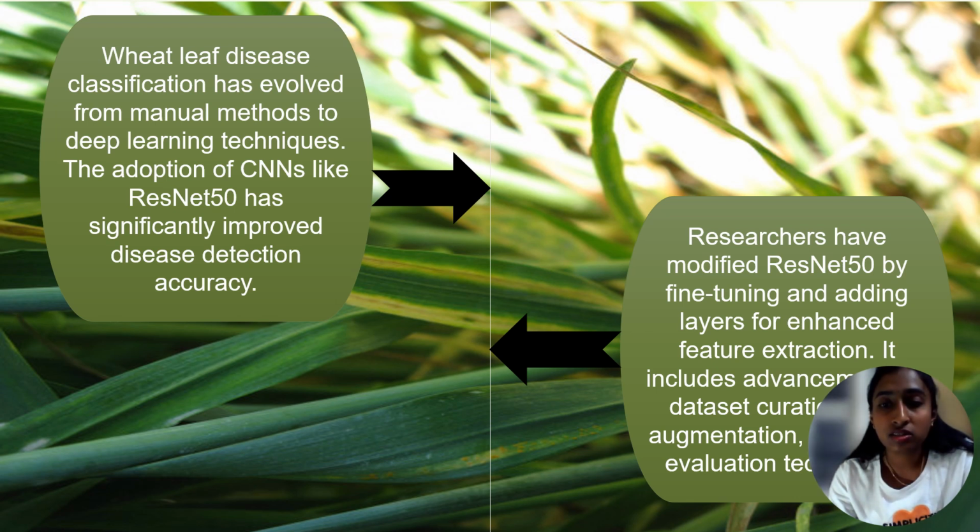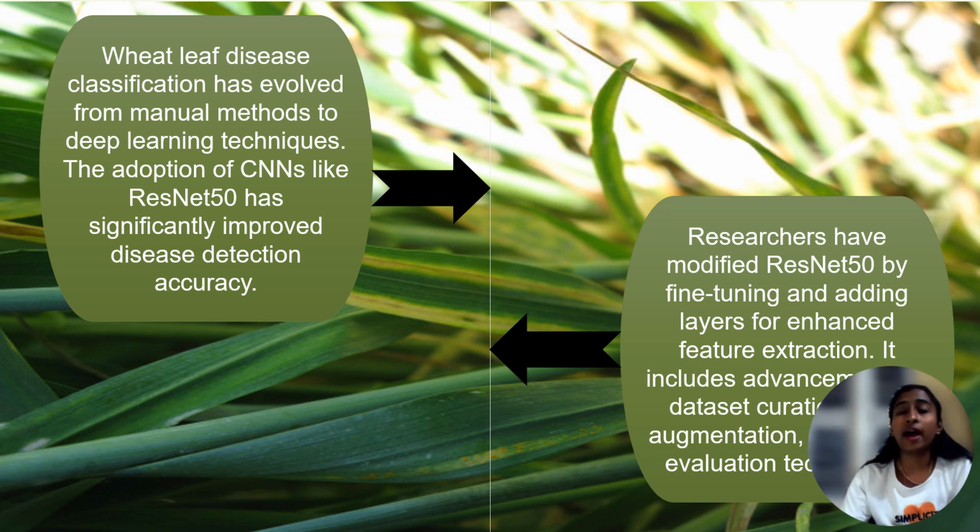The researchers who studied this topic, wheat leaf disease classification using a CNN model, used a modified residual network 50 CNN model, because the features and layers in the ResNet50 model were modified with some extra layers and fine-tuning, and by adding enhancement features for extraction. So here the researchers have been using the modified ResNet50 model.